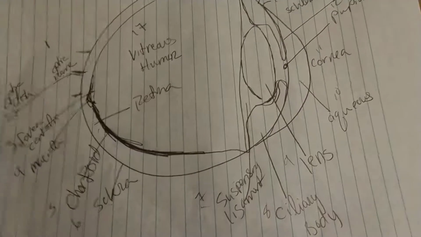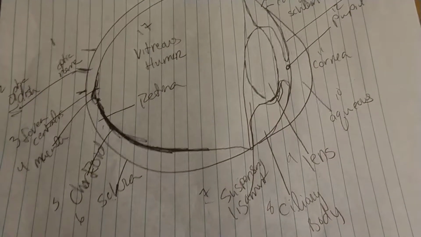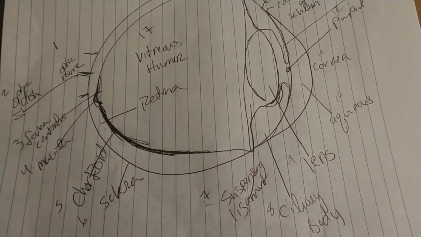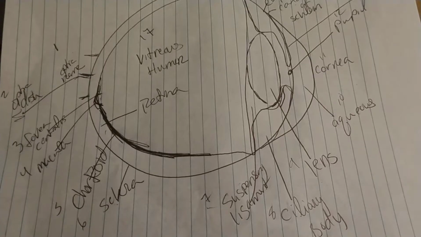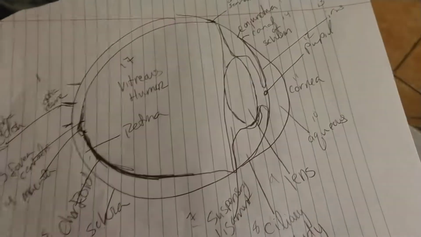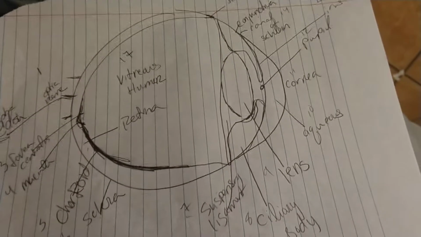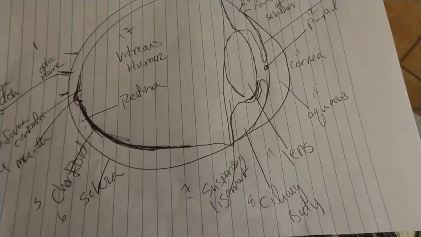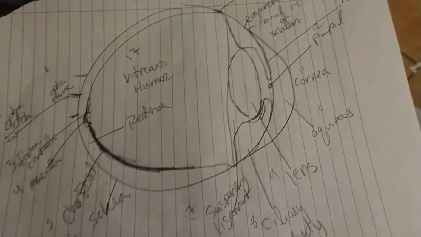The ciliary body does two main things. The first, like I mentioned, it accommodates the lens, so it helps make the lens thinner or thicker. And it also produces the aqueous humor, which I'll be explaining in a minute or so. So the ciliary body has two main purposes: lens accommodation and producing that aqueous humor.